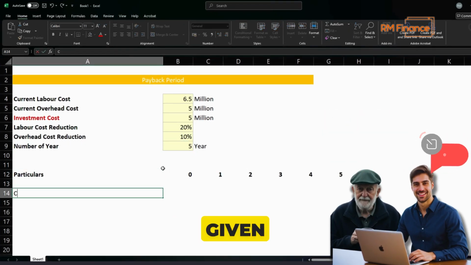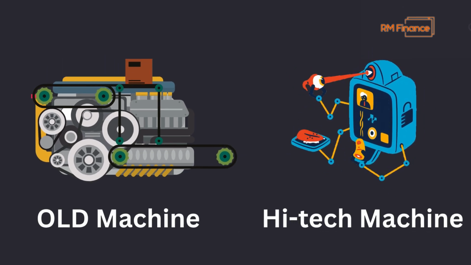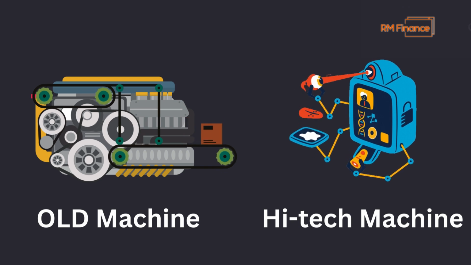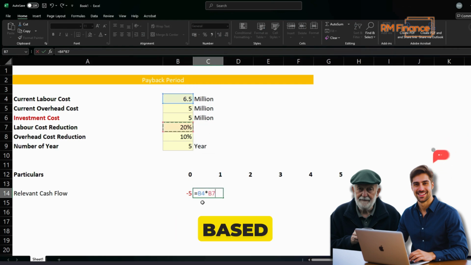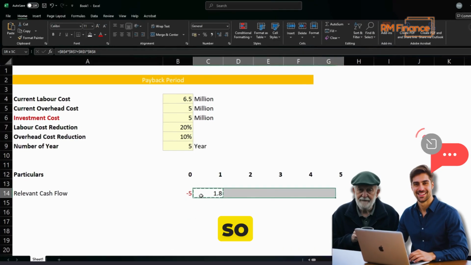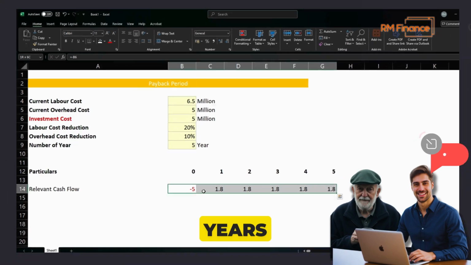Now, using the given information, we'll calculate the relevant cash flow. Relevant cash flow refers to the difference between your current operating costs and the reduced costs after upgrading to the new machinery, essentially, the savings generated by the investment. After the upgrade, you'll achieve a 20% reduction in labor costs and a 10% reduction in overhead costs. Based on these savings, the total annual net savings will amount to $1.8 million. So, your annual cash flow savings will remain consistent over the next 5 years.